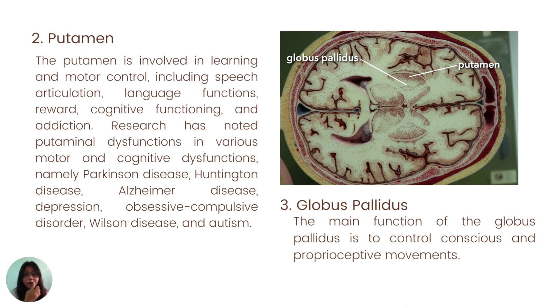Another part is the putamen. The putamen is involved in learning and motor control, such as our speech, language functions, reward, cognitive functioning, and addiction. Research has noted putamenal dysfunctions in various motor and cognitive dysfunctions, namely Parkinson's disease, Huntington's disease, Alzheimer's, depression, obsessive-compulsive disorder, Wilson disease, and autism. Two of those will be explained earlier.